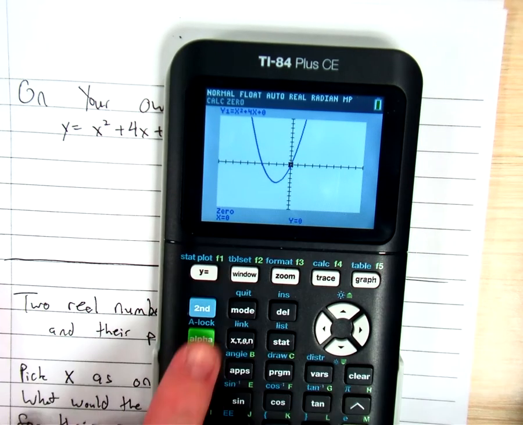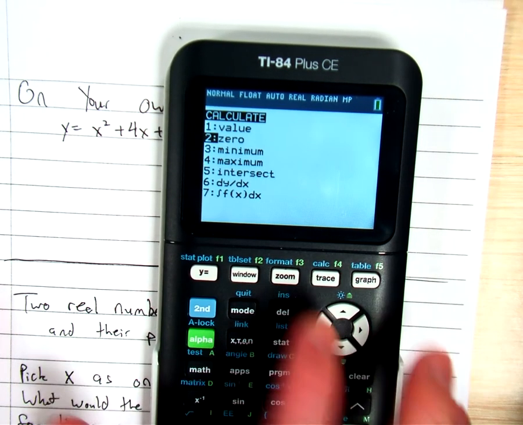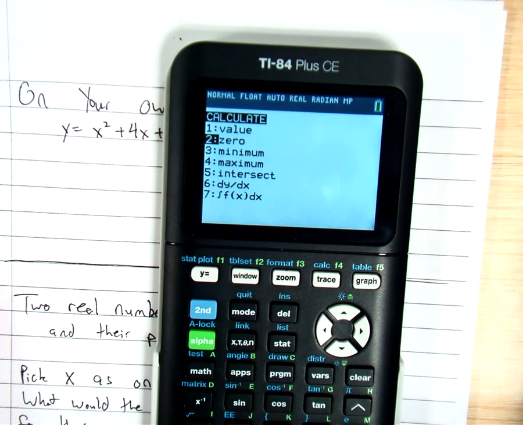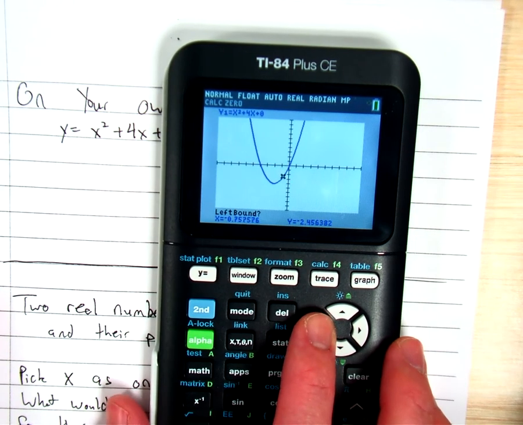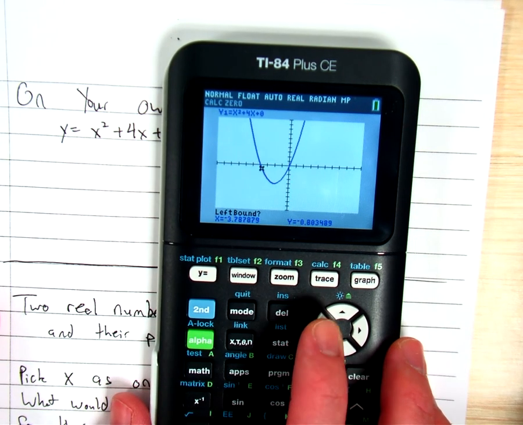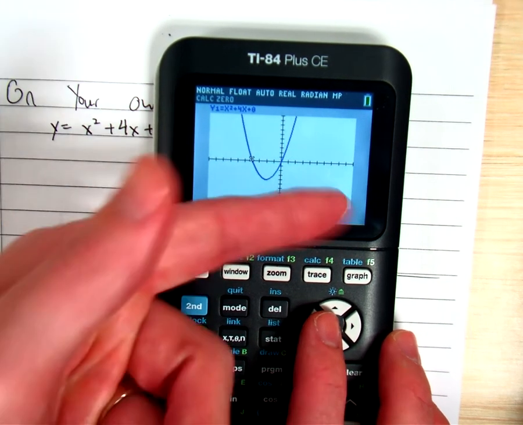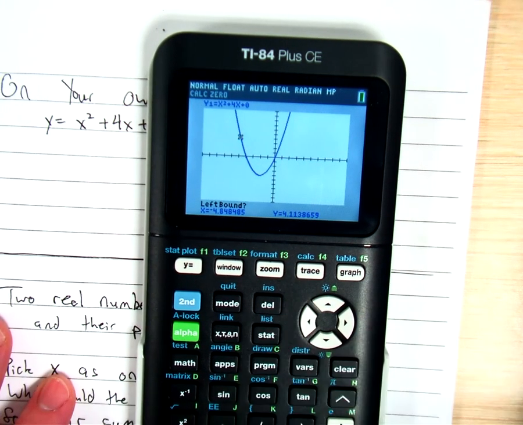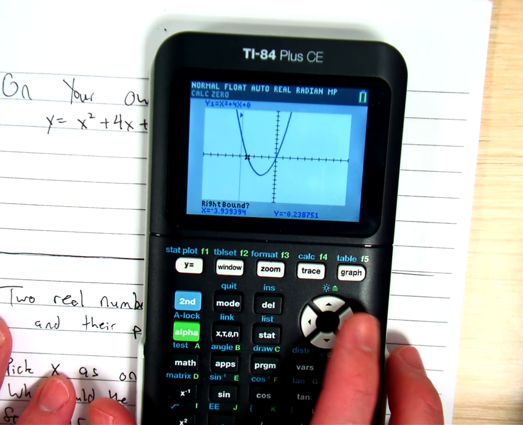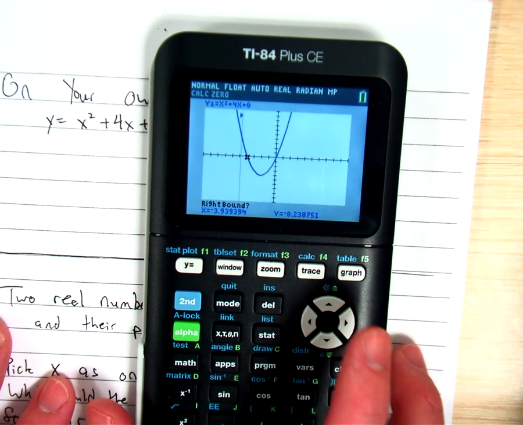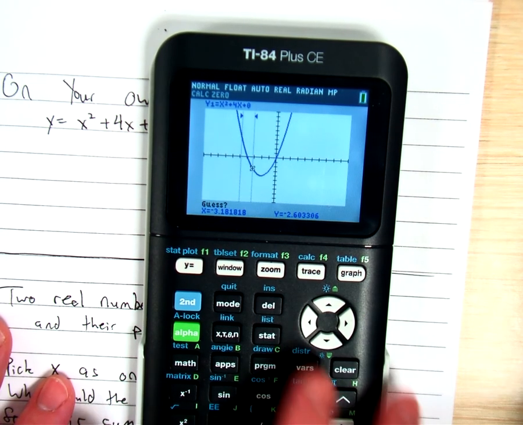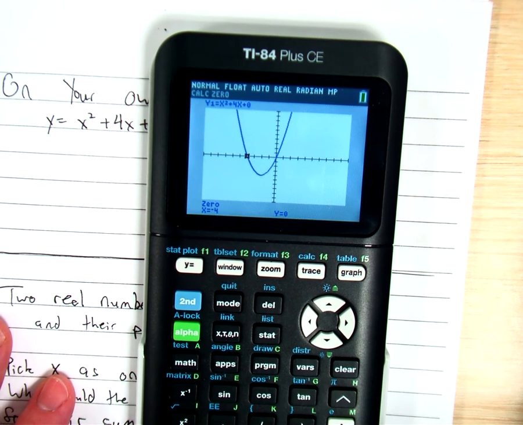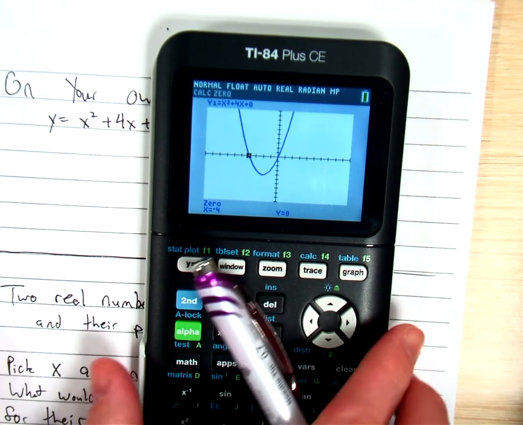Okay, now let's do the other one. Second trace, 0. Slide all the way over to the other one. And you could have done this one first and that one second. It doesn't matter. Okay, left bound. So left. Back to where we think it is. Right. Guess in the middle. -4, 0.